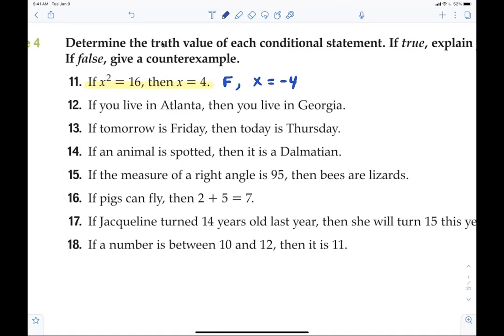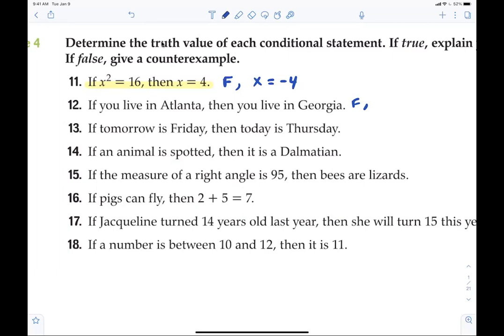Now, number 12, I just never was a big fan of these, but I think we can all say 12 is what? False. Right, because why? There's more than one Atlanta. There's more than one Atlanta, right? Atlantis. Does everybody see that? There's more than one Atlanta. So again, I'm thinking it's definitely false.